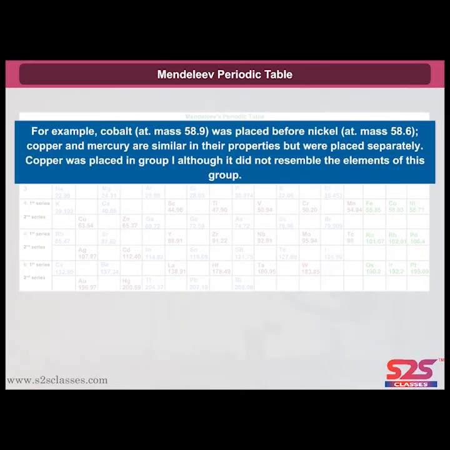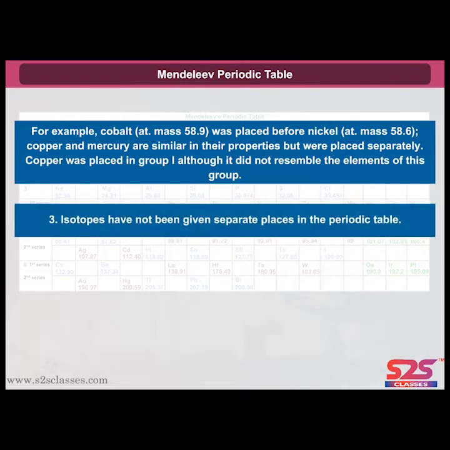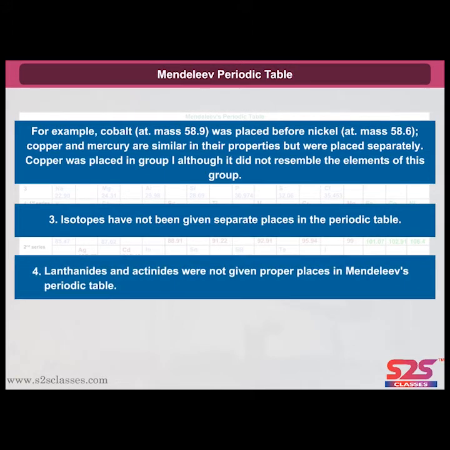For example, cobalt, atomic mass 58.9, was placed before nickel, atomic mass 58.6. Copper and mercury are similar in their properties, but were placed separately. Copper was placed in group 1, although it did not resemble the elements of this group. Isotopes have not been given separate places in the periodic table. Lanthanides and actinides were not given proper places in this periodic table.